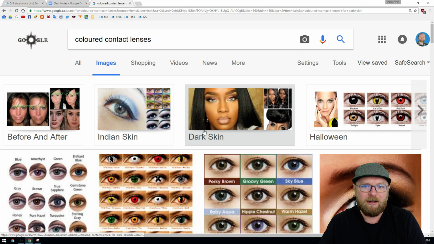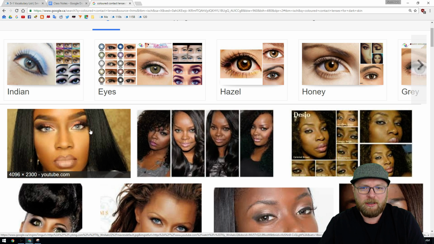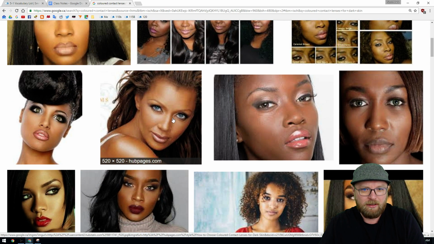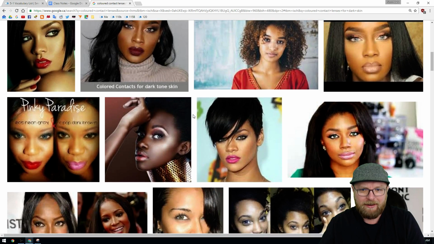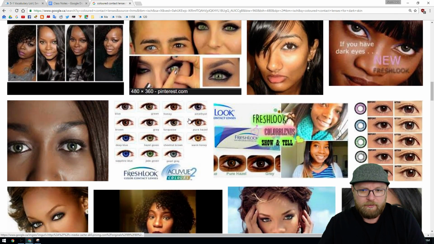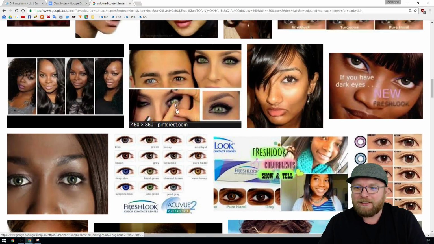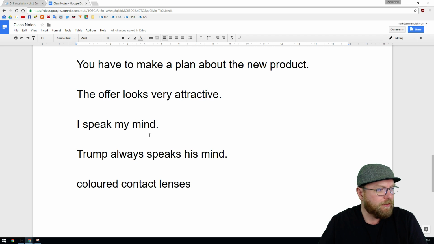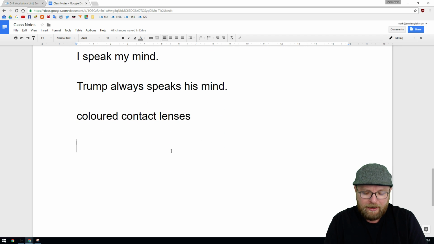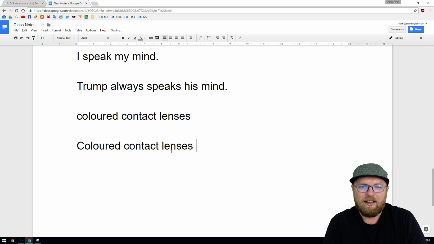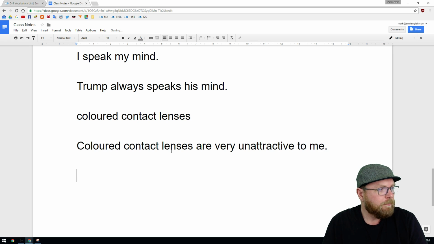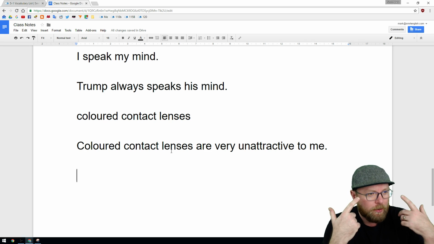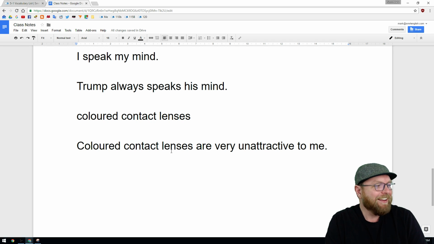Oh, God. Oh, that's terrible. Oh, so bad. Why is everybody black? I guess it's popular in Canada for black people to do this. But what do you guys think? Because if I speak my mind, I would say colored contact lenses are very unattractive to me. I usually don't say that to people if they're wearing colored contacts.